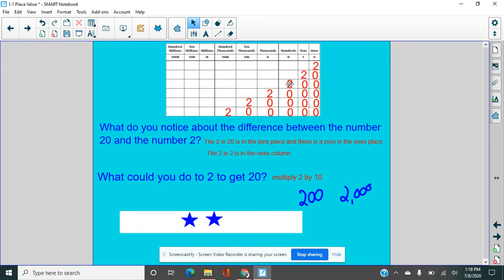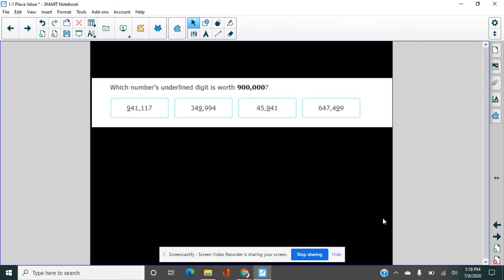And so each time we move a digit to the left, we are multiplying that digit's worth, and we're multiplying its value times 10, right? So a little tricky, but I think that you guys will probably understand that. All right, some questions that we might see related to place value.